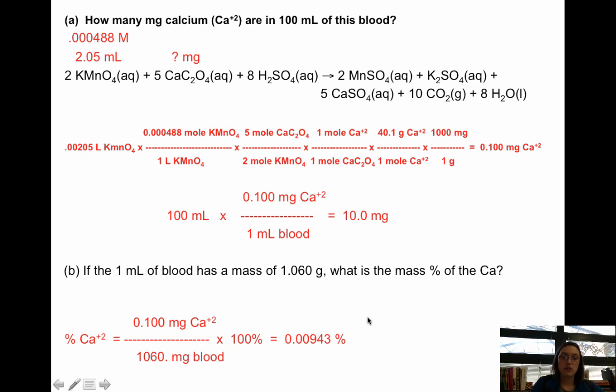Now it's important that you recognize the difference between percent error, mass percent, and something like percent ionization. They all are similar, but they all have small differences. So this is mass percent, which is part over whole. And this allows you to find the percent of Ca2+ in the blood.